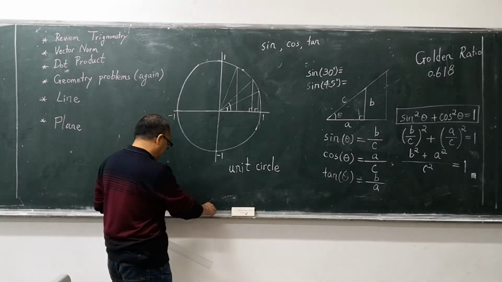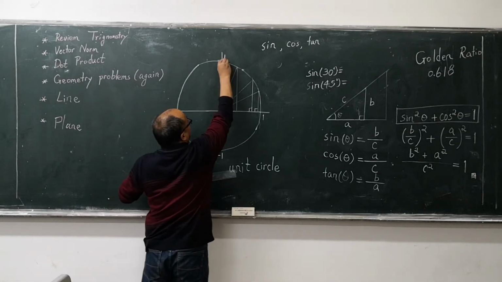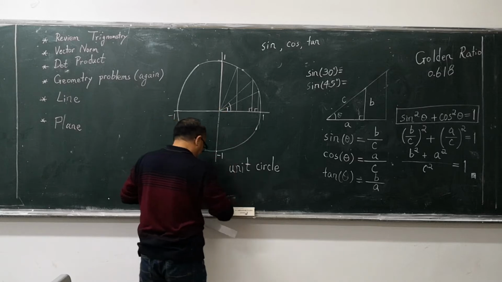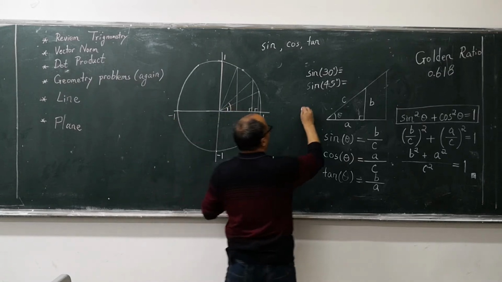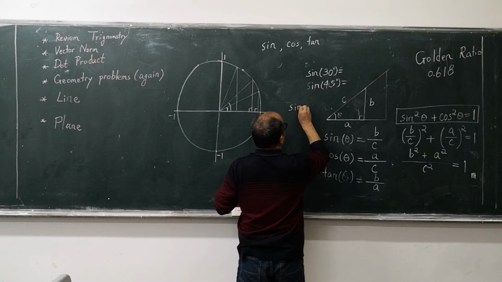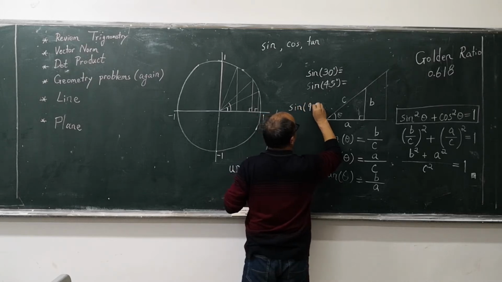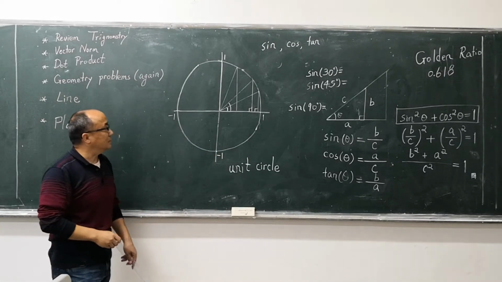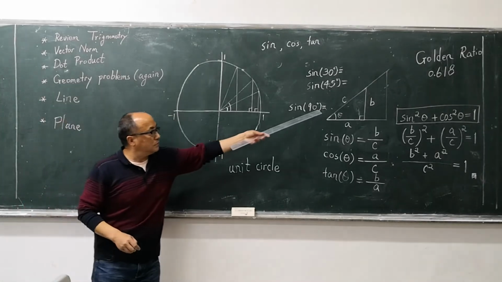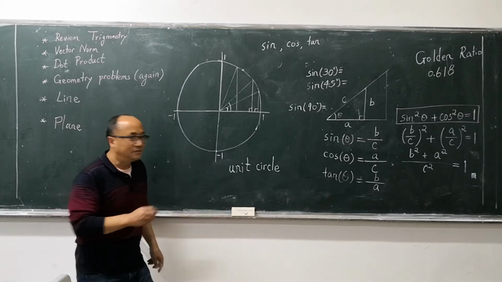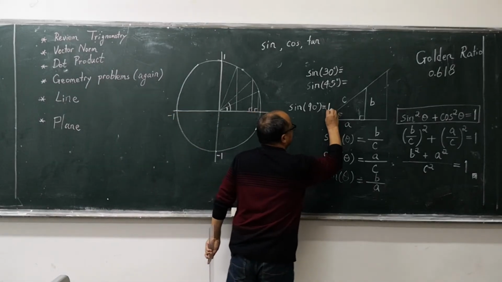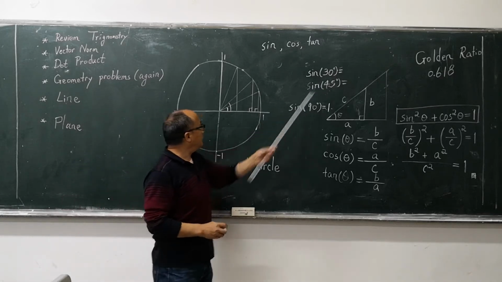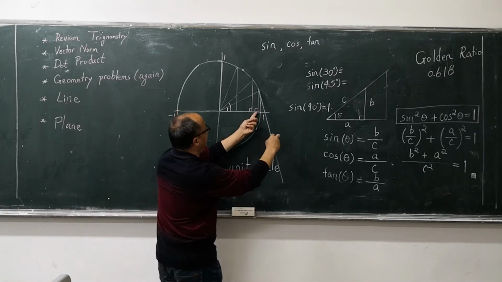Where is it? It's this one. What's the value? Sine 90 degree. This is very important. What's the value? 1. Right. It's a 1. Very important.